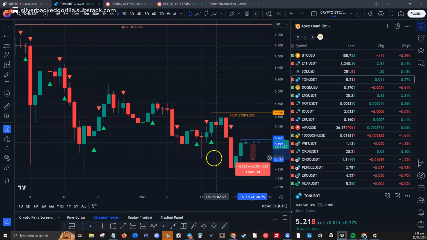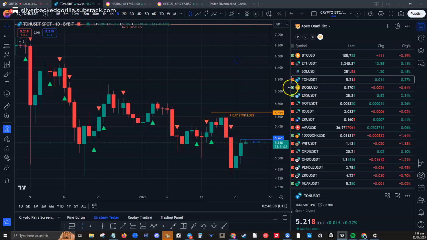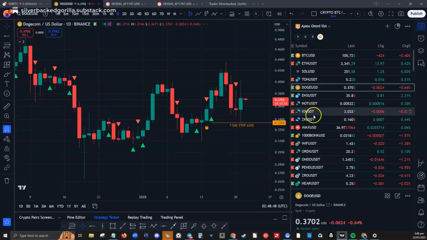It's a 4.27% move. So short, I'm going to leave it active short on TON, and a stop loss level of $5.26 in the blue here. So I'll leave it up.